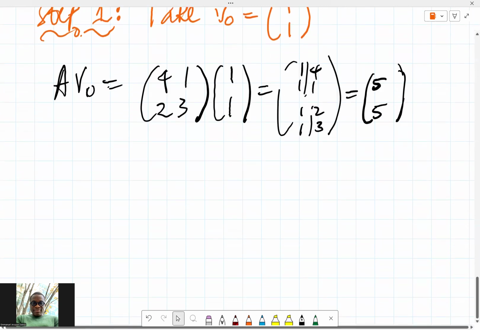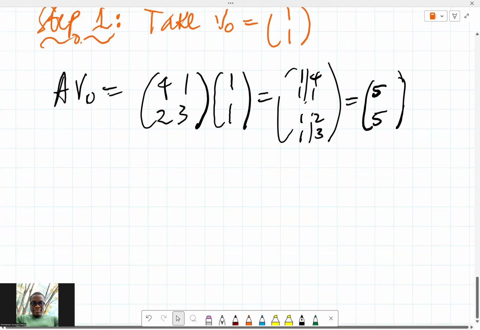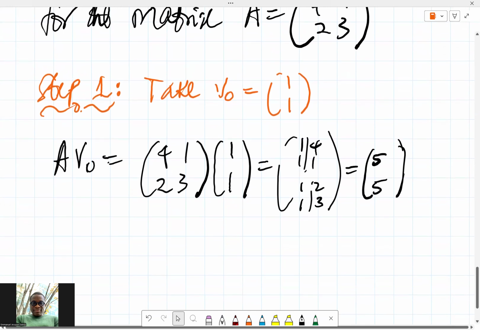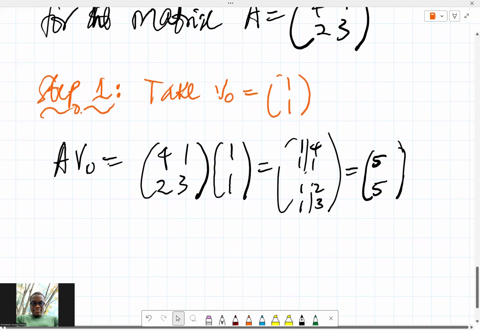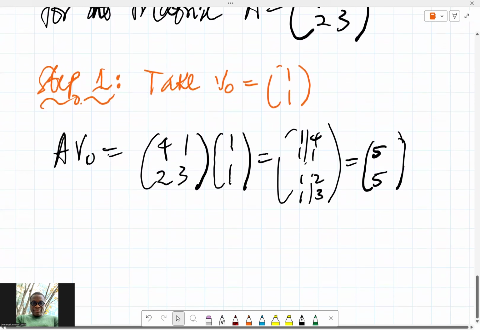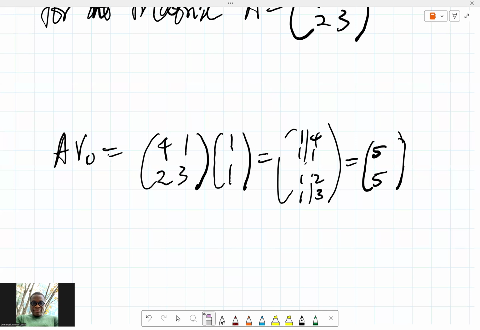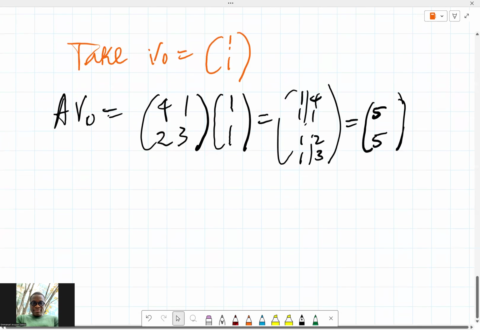And the next thing we want to do is to, okay, I guess I've mumbled. I've done 2 steps together. Okay, let's just go. In fact, let me not even worry about the steps so we don't box ourselves in a corner. So take V naught to be 1, 1. That we've done already. So we already have it. So A V naught just gives us 5, 5.